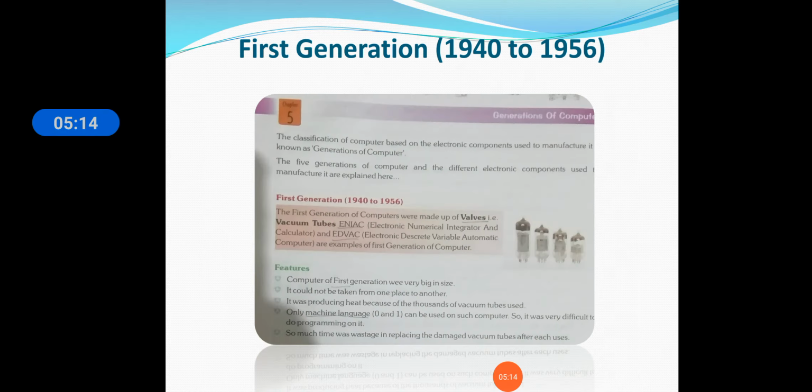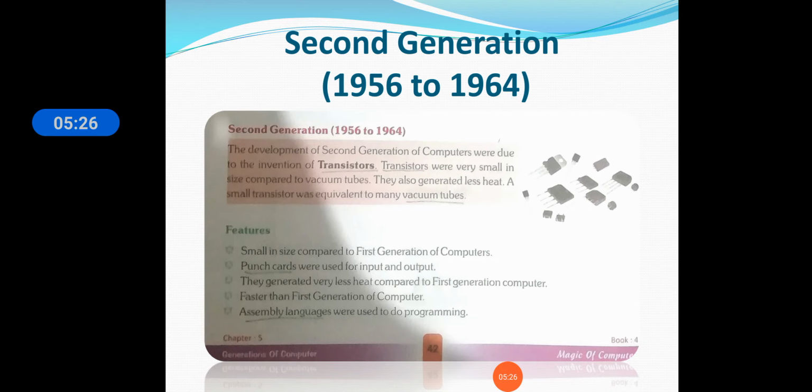And assembly language was used to do programming. So in the first generation, machine language was used, and in the second generation, assembly language was used. Now students, remember here, the second generation of computers was only possible due to the invention of transistors. Transistors were possible, so second generation computers were introduced.